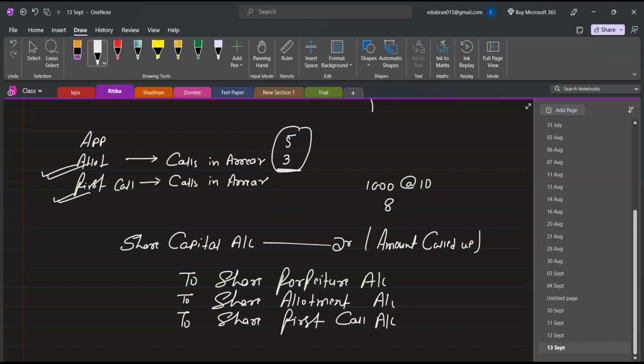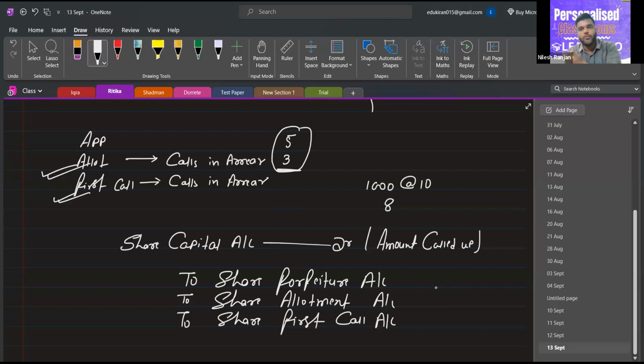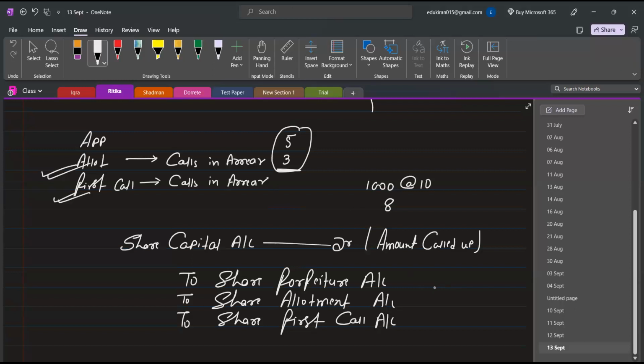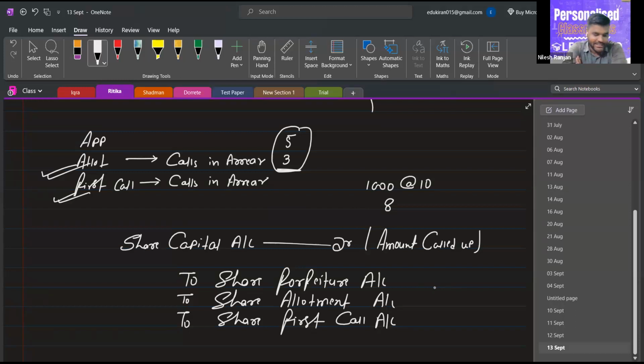Okay. Share forfeiture actually means, in Hindi, jabt karna. So, sir, what money will we forfeit? The amount paid. Let's say I'm giving you an example.